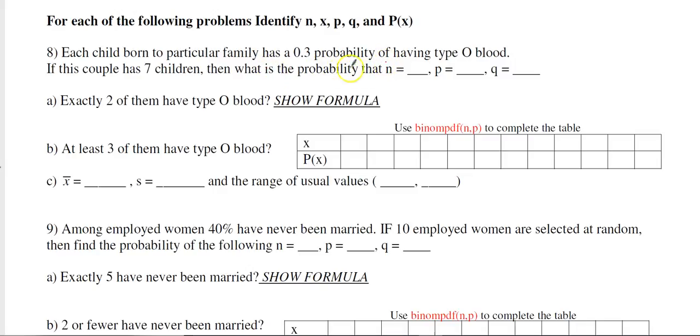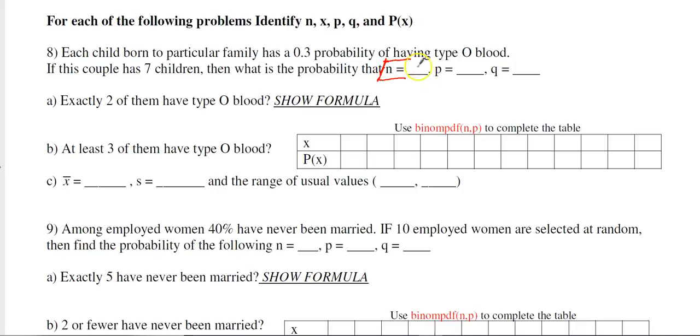Now, what is the probability that? This is just our information. This goes down to here. What is the probability that exactly 2 of them have type O blood? That exactly 3 of them have type O blood. So that's what it's doing.